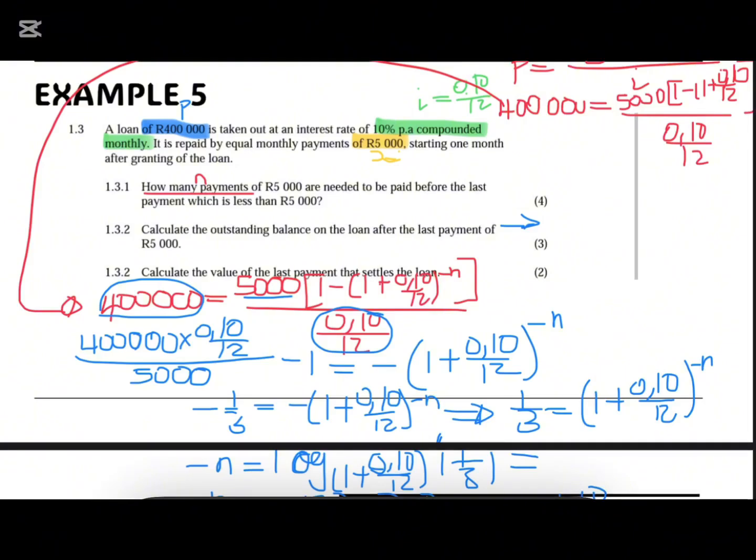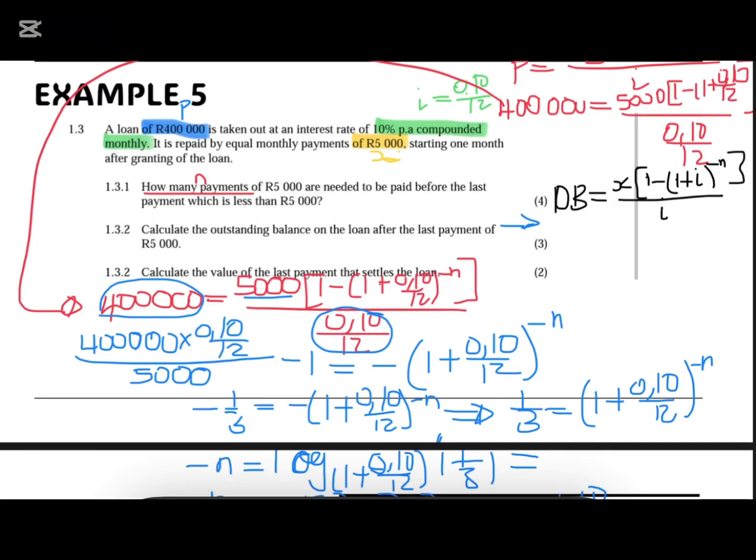Calculate the outstanding balance on the loan after the last payment of 5,000. So now you're going to use the present value to calculate the outstanding balance. Then your outstanding balance will be equal to x into 1 subtract 1 plus the interest rate to the power negative n, then everything divided by the interest rate.